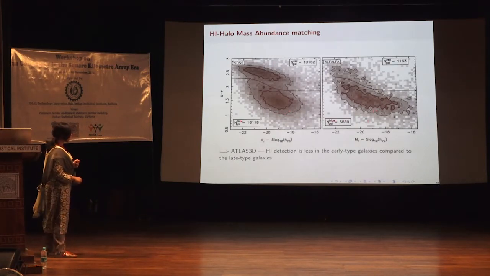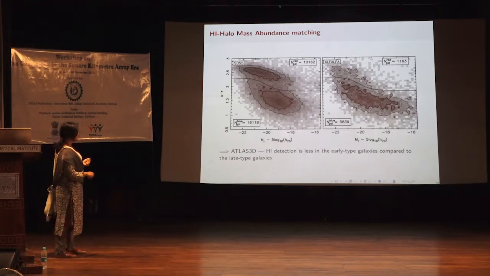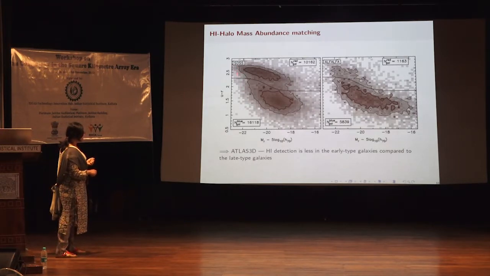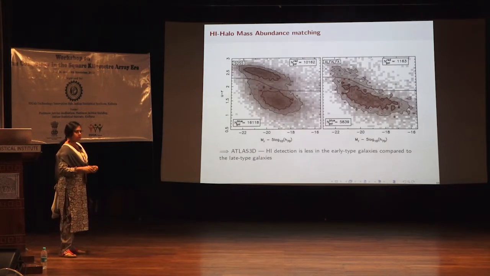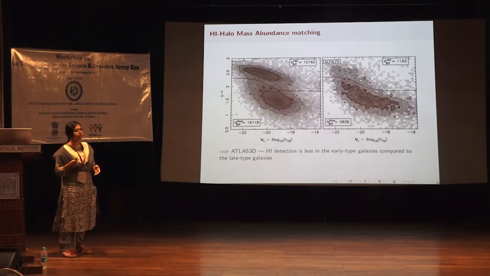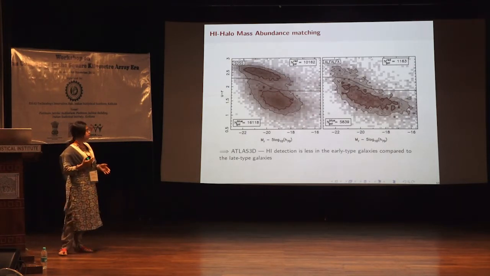And again, if you look at this range, the brighter side of this plot, it is dominated by the red galaxies. So we can see here that these bright red galaxies do not have a considerable amount of H1 detection. Now, M_r is strongly correlated with halo mass. So from here we can say that the massive halos will not have a considerable amount of H1.